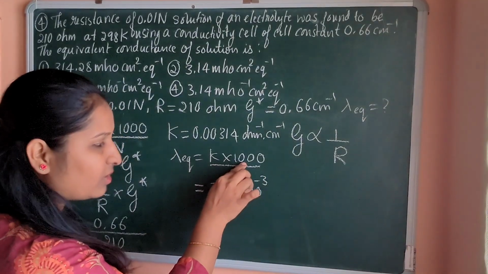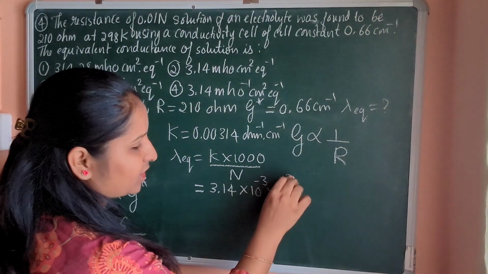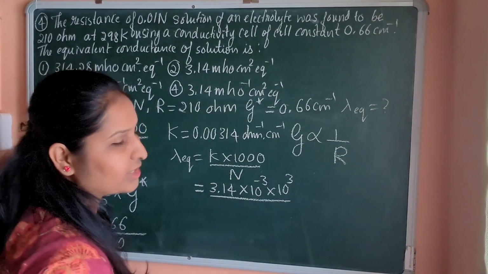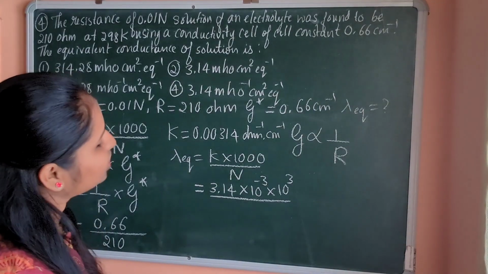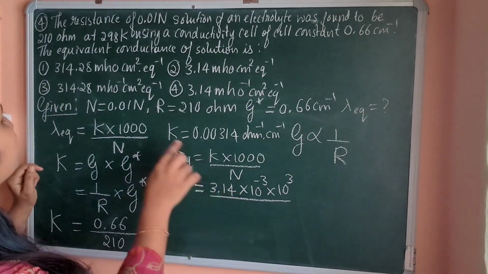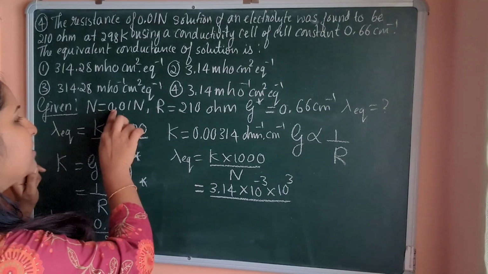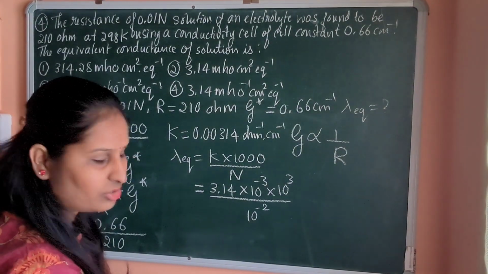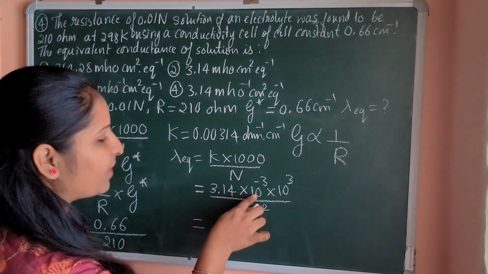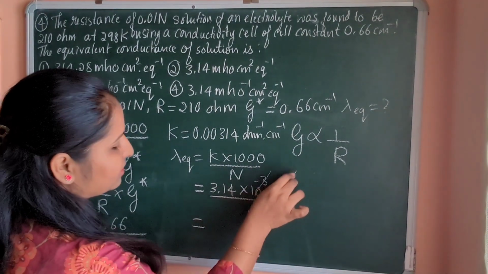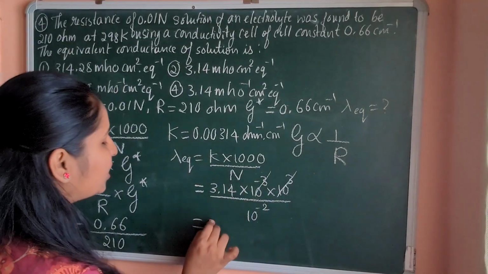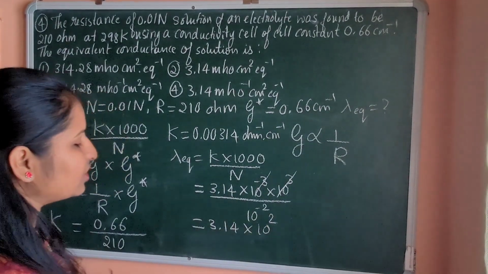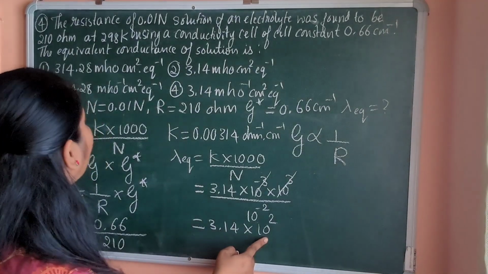I'll take this 1000 as 10 to the power 3, so that it becomes easy to solve the question, because we don't use the calculator in the examination for NEET as well as JEE. Normality is given as 0.01, so I can write it as 10 to the power minus 2. Now 10 to the power minus 3 and plus 3 get cancelled. The 10 to the power minus 2 comes to the numerator as 10 to the power plus 2. So it is nothing but 3.14 into 100.